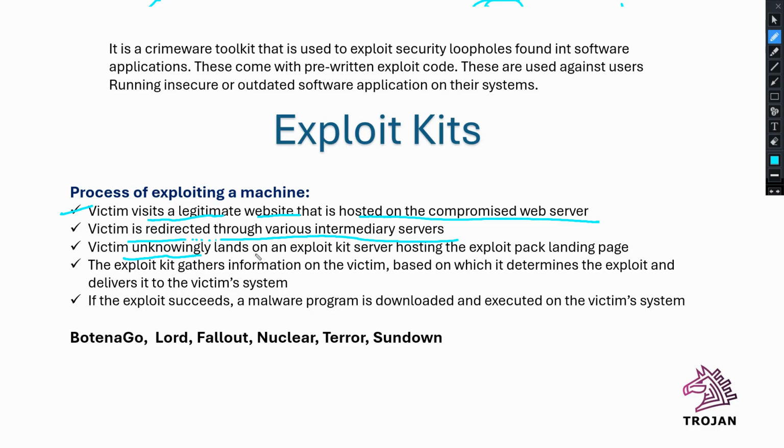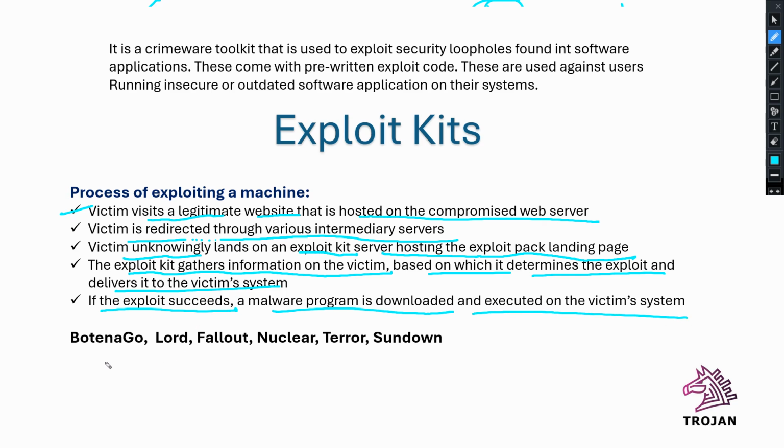The victim unknowingly lands on an exploit kit, a server hosting the exploit kit landing page. The exploit kit gathers information on the victim, and based on that it determines the exploit and delivers it to the victim system. If the exploit succeeds, a malware program is downloaded and executed on the victim machine.